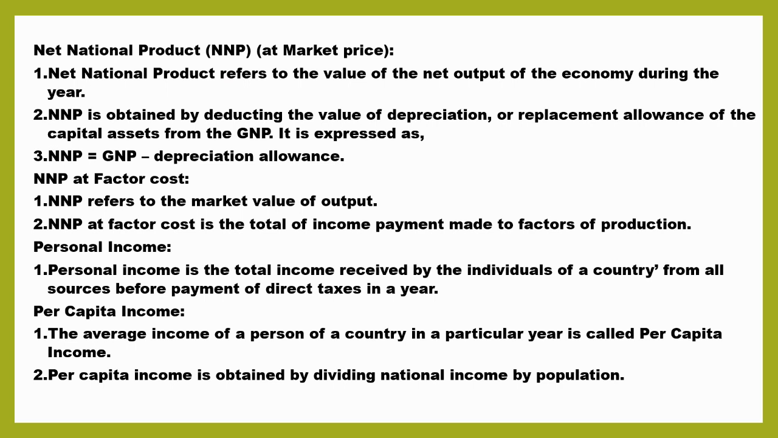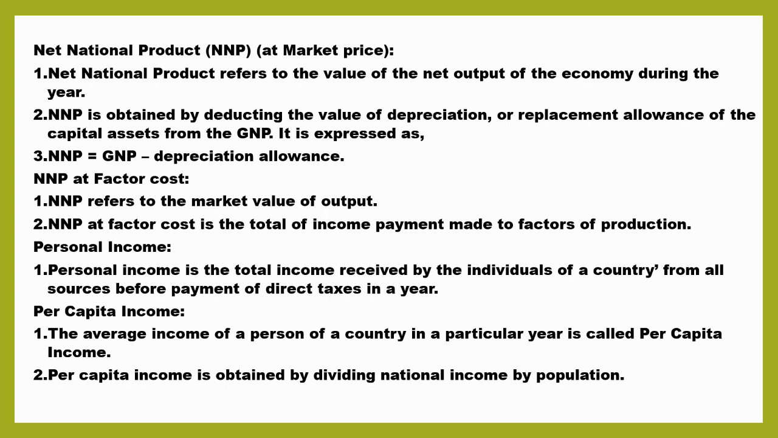Next one is NNP, net national product at market price. Net national product refers to the value of net output of an economy during a year. So the net value of net output calculated during a particular year is what we call net national product. NNP is obtained by deducting the value of depreciation, replacement or allowance of the capital assets from the GNP. So NNP is GNP minus depreciation allowance.